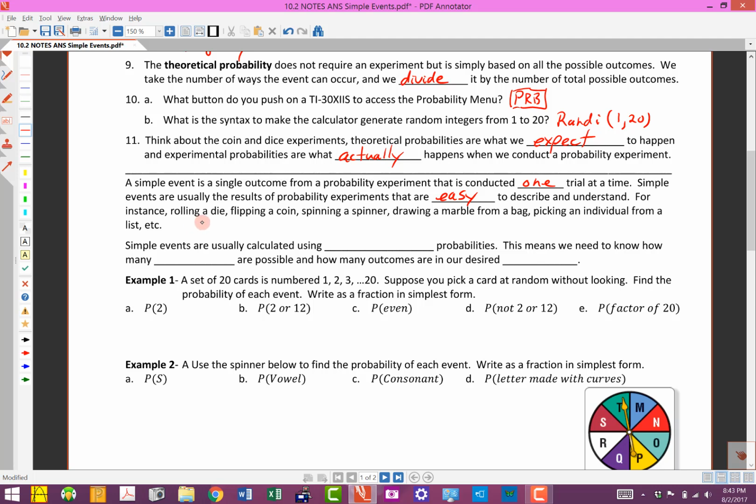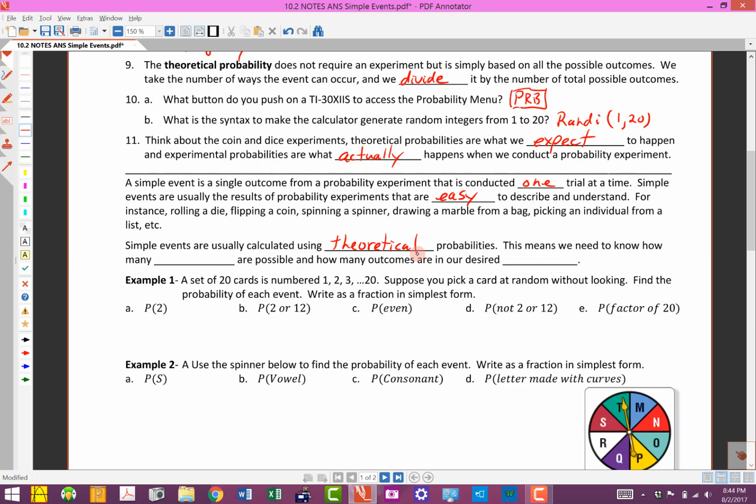Rolling a die and recording the outcomes, flipping a coin, spinning a spinner, drawing a marble from a bag, maybe a bunch of different colors in there, and we pick one out and see what color it is. Picking an individual from a list, so choosing somebody out of a class just at random. Simple events are usually calculated using theoretical probabilities. So let's write the word theoretical. Again, we've got to have a pretty good reason to use an experimental probability, so we're going to use theoretical probabilities for the time being.